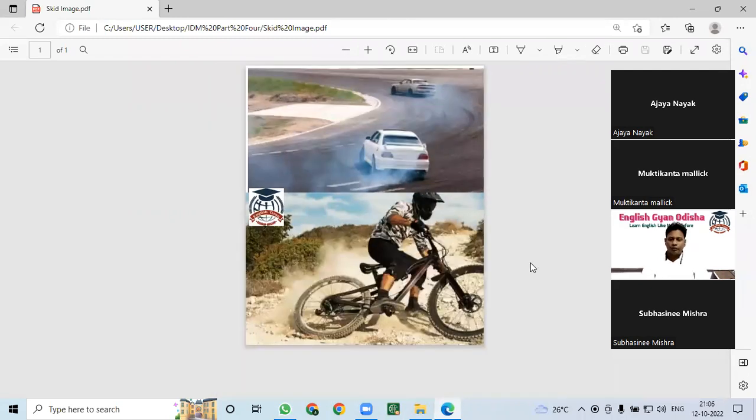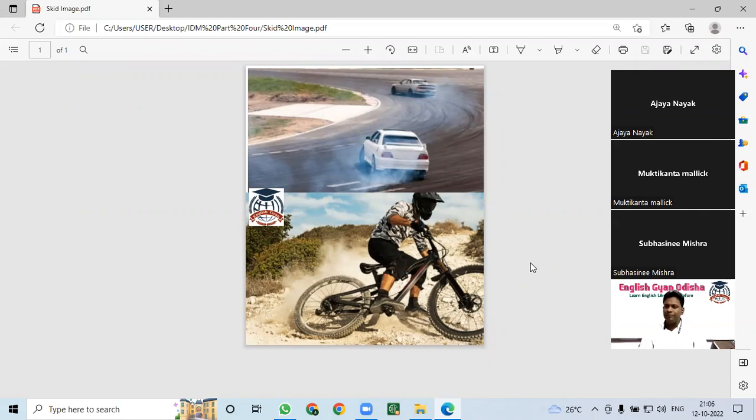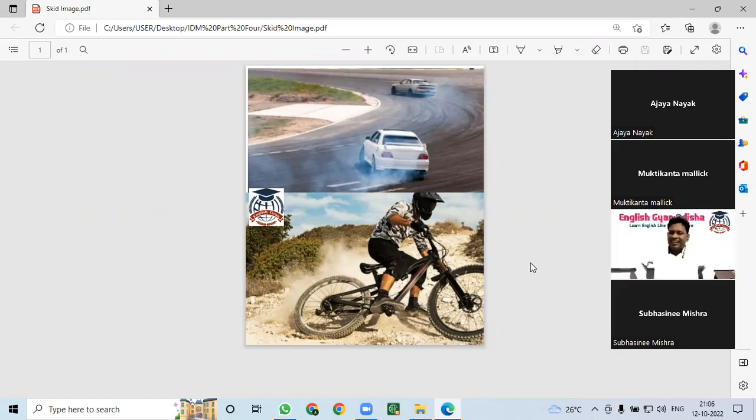Look. The second picture is very visible, very clear also. What exactly happens in the second picture? Ajay sir, can you tell me what exactly you can see? Sliding. Okay, yes, sliding is okay, but let me tell you, slide can happen with your body also.